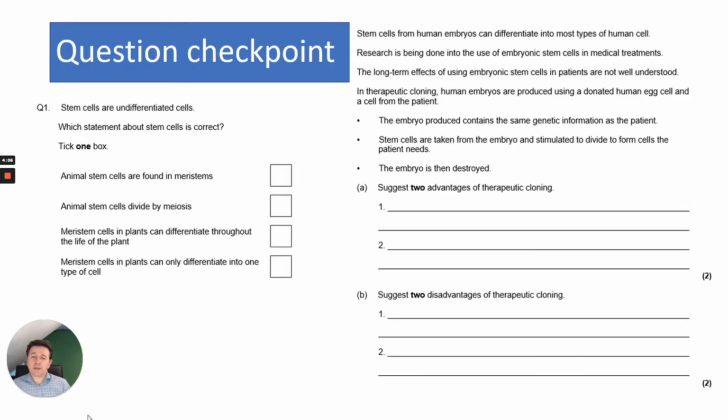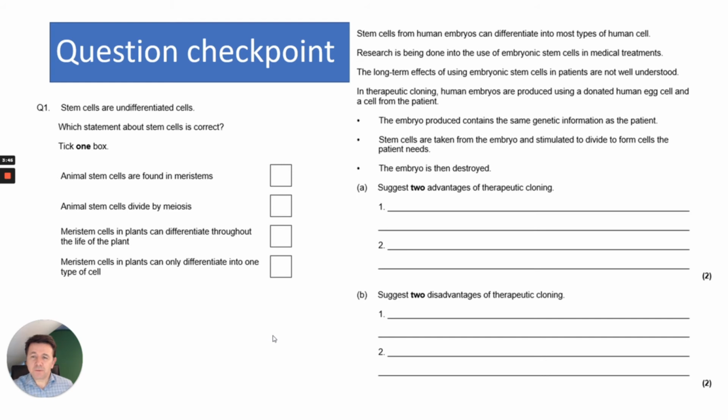Okay, so we're on to the question checkpoint. Again, as normal, what I would like you to do is to have a good read of these, and I'd like you to pause and have a go at answering them. So 3, 2, 1, pause. Okay, so let's look at the questions.